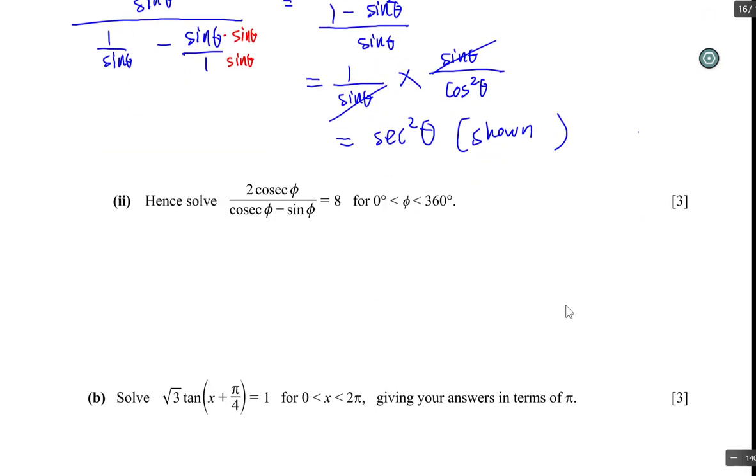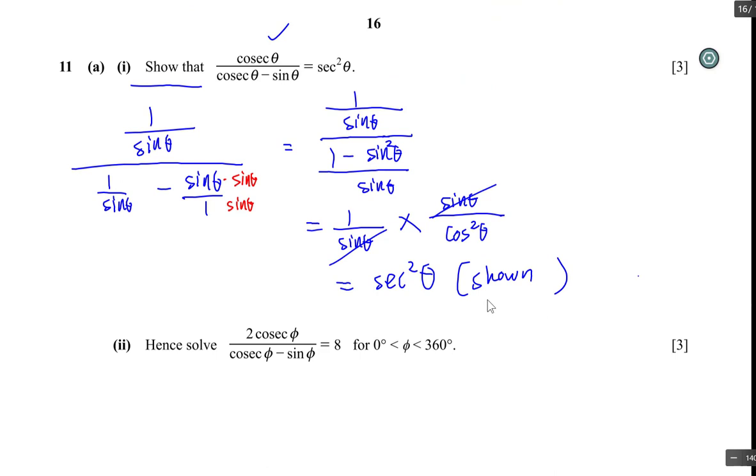Okay, yes, good. Hence, solve this equation, and then I need to find what's the similarity between the equation given and this one. It's kind of the same, but then I have a 2 here, which I do not want to have. So what I will do is move the 2 to the other side to become divide 2. Then I will get exactly the same thing, isn't it? So therefore, secant square theta equals 4.